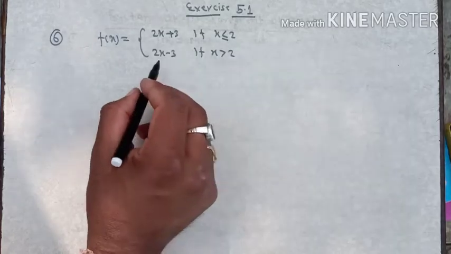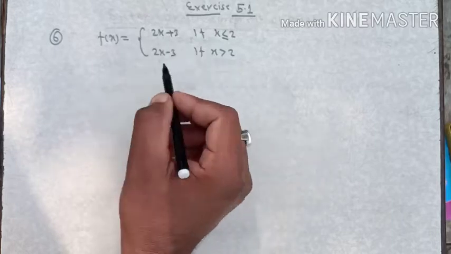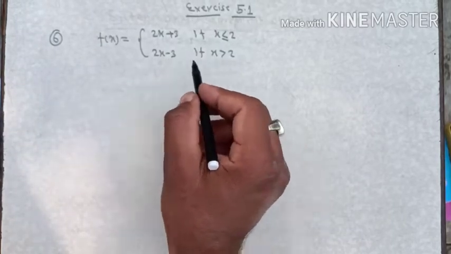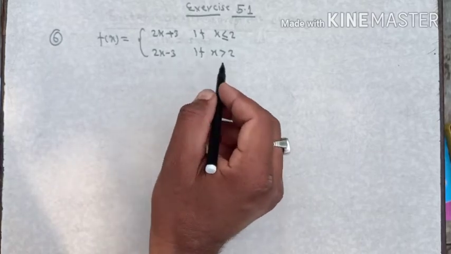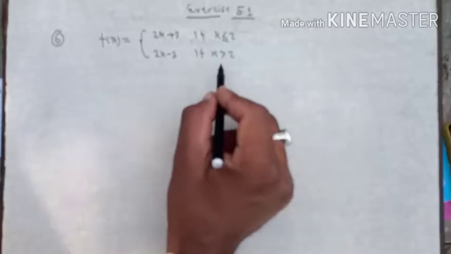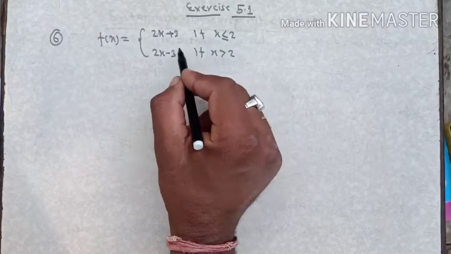It is clear from the given function, this is a polynomial function, so it is continuous at every point, and this is also a polynomial function, so continuous. A polynomial function is continuous at every point. The behavior of the function changes at point x equal to 2. It is clear from the given data. The behavior of the function changes at x equal to 2.